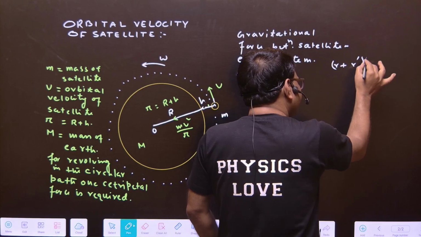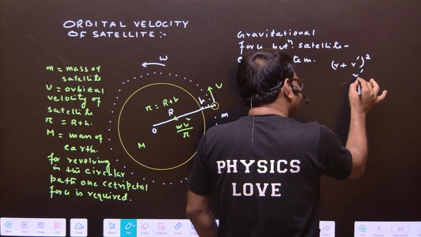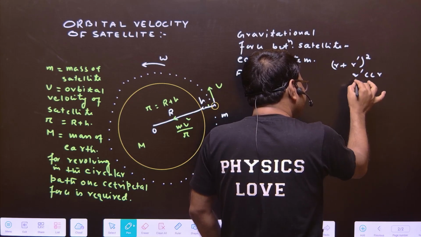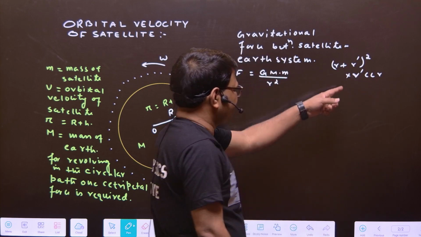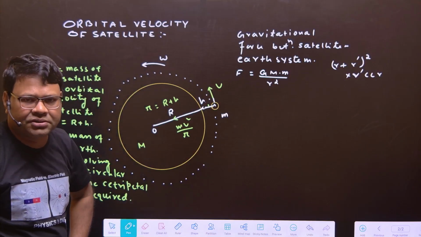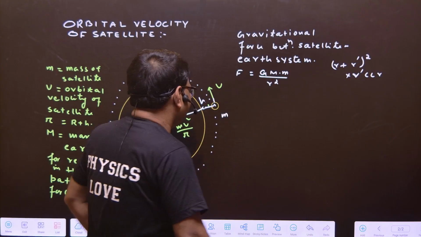In total it will be the whole square, but r dash, the radius of the satellite, is very small as compared to r. That's why small r should be neglected. So we have not taken r dash. Am I clear to understand, students? So we have taken r square.